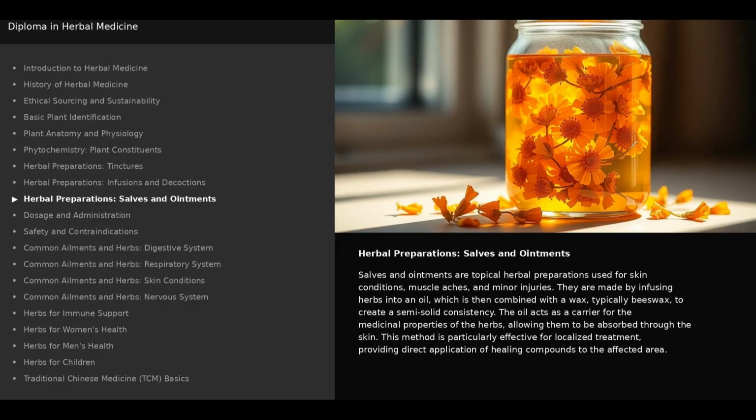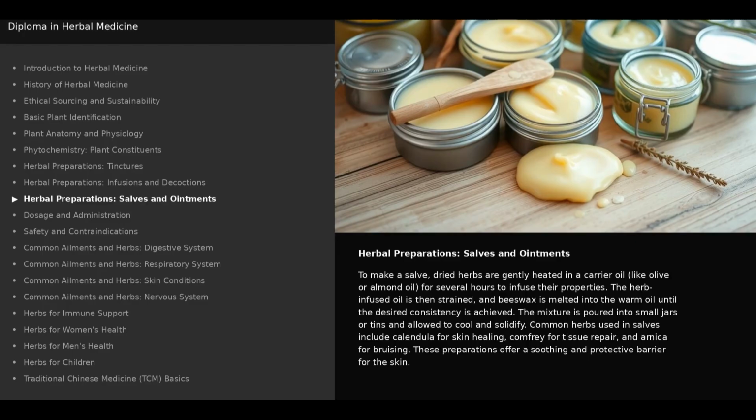To make a salve, dried herbs are gently heated in a carrier oil, like olive or almond oil, for several hours to infuse their properties. The herb-infused oil is then strained, and beeswax is melted into the warm oil until the desired consistency is achieved. The mixture is poured into small jars or tins and allowed to cool and solidify. Common herbs used in salves include calendula for skin healing, comfrey for tissue repair, and arnica for bruising. These preparations offer a soothing and protective barrier for the skin.